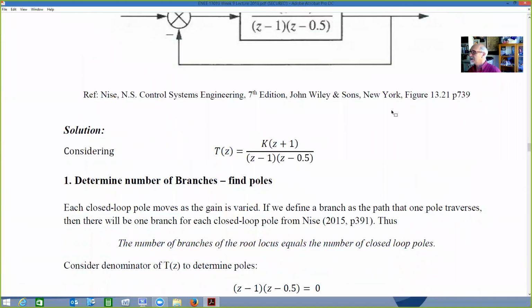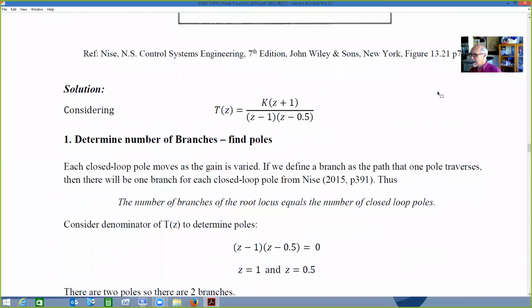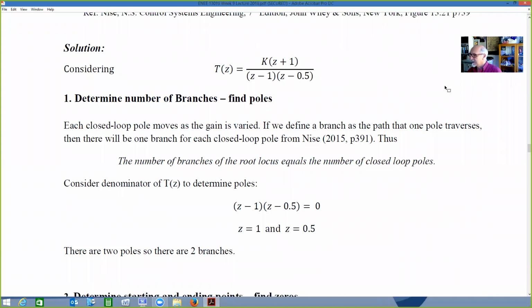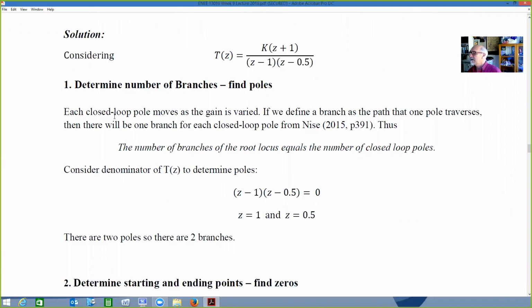So we're going to consider that particular transfer function, T of z equal to k into z plus 1 divided by z minus 1 times z minus 0.5. So exactly the same idea as we've done beforehand. Follow these expressions, and you'll find that we're going to go and find the poles. So again, it's the characteristic equation, the denominator of that particular transfer function equated to 0. Go and find, in that case, your poles. So since there are 2 poles, there are 2 branches.